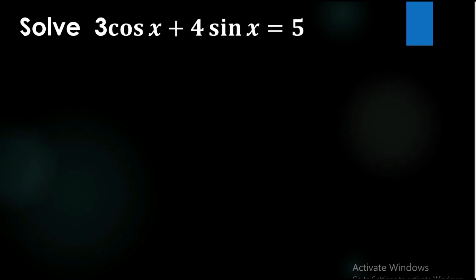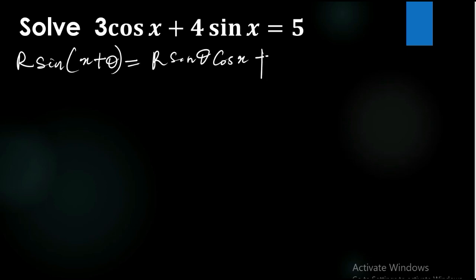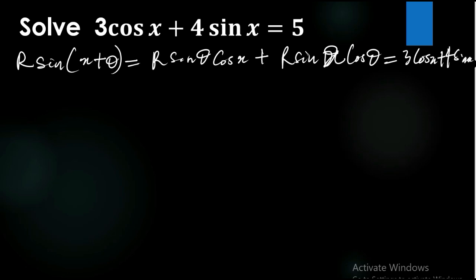Now, to solve this equation, we will resolve it in the form of r sine (x plus theta). So if I expand this, it should be equal to r sine theta cos x plus r sine x cos theta. Now we say we're resolving this in this form. So this is equal to 3 cos x plus 4 sine x.